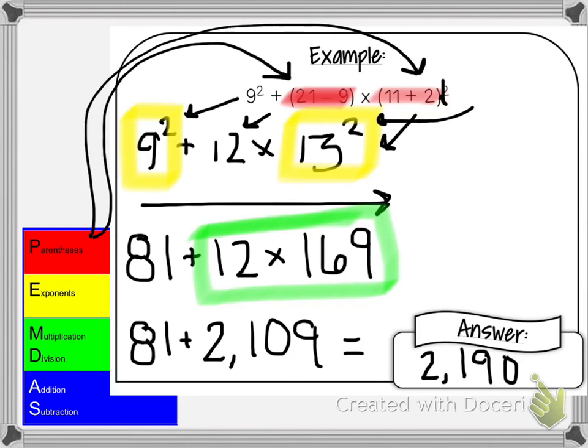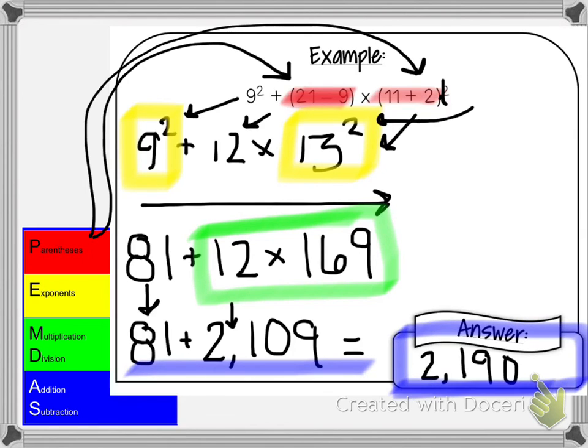Next, I'm going to do my multiplication and division. I have 1 multiplication in here. I'm going to do 12 times 169. And I'm just going to carry down that 81. 12 times 169 is 2,109. And my last step is my addition and subtraction, which is 81 plus 2,109. And I got an answer of 2,190.